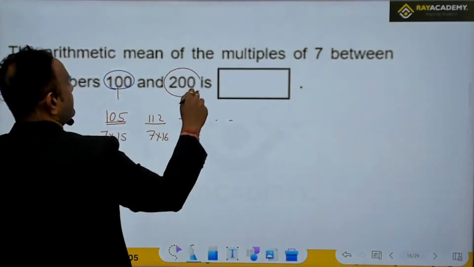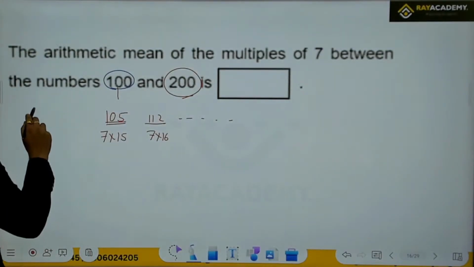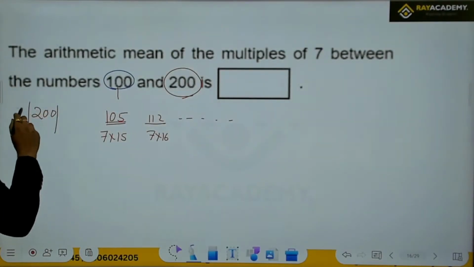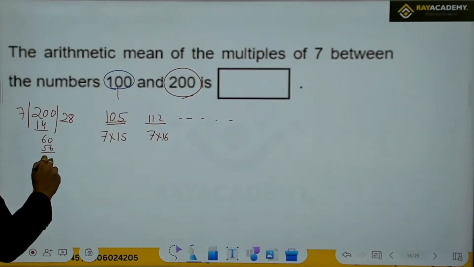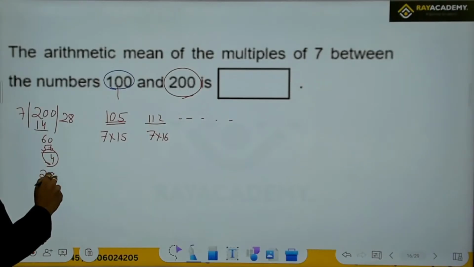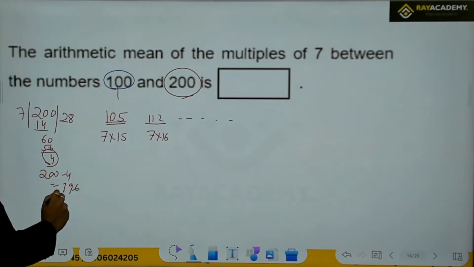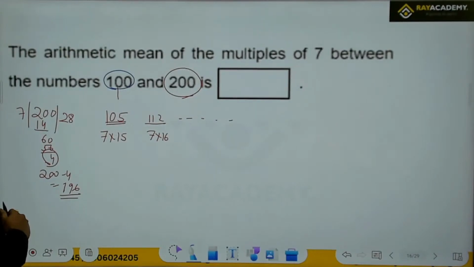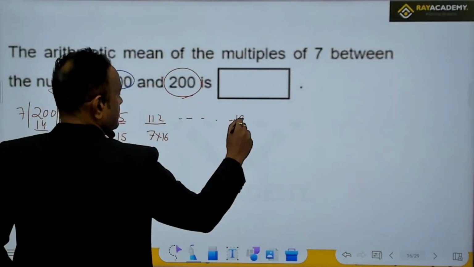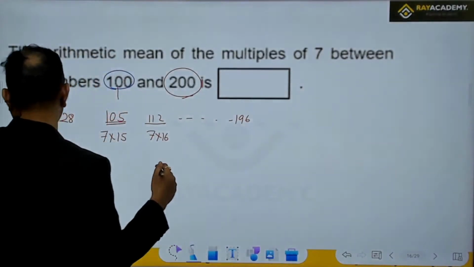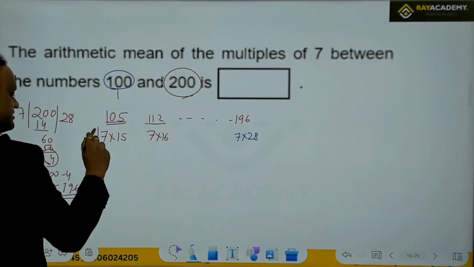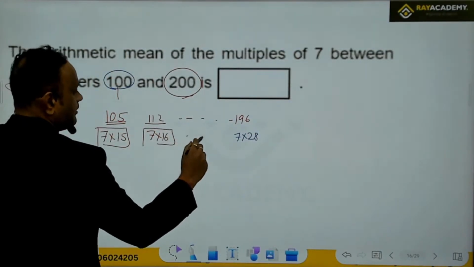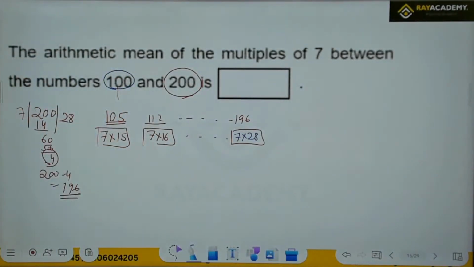So before 200, what is the last number? Divide 200 by 7, and subtract the remainder. So that means 200 minus 4, that is 196. So 196 is the last multiple of 7 before 200. It is 7 into 28, right? So the numbers are 7 into 15, 7 into 16, up to 7 into 28. These are all the numbers.